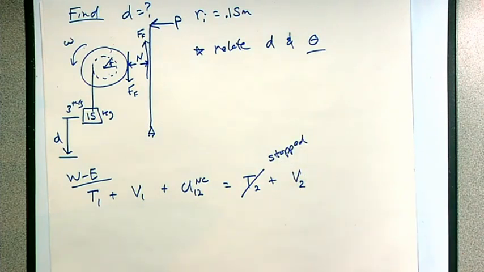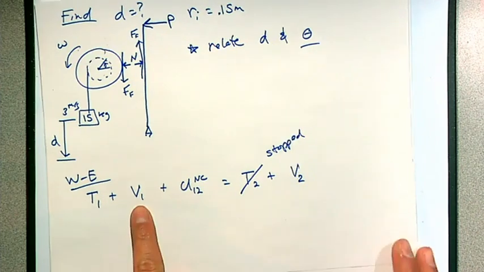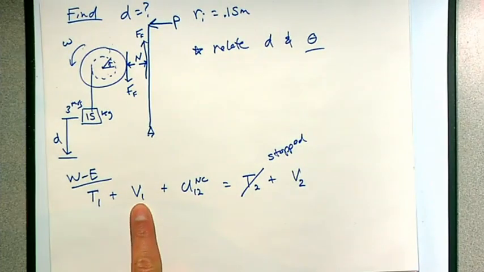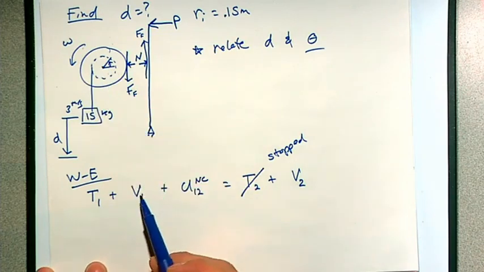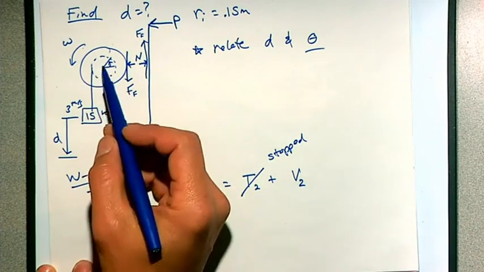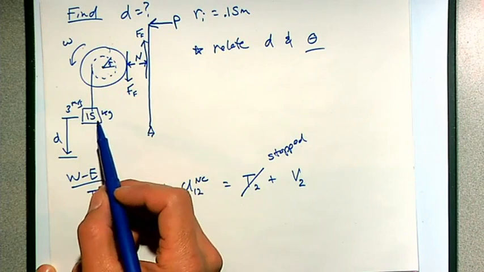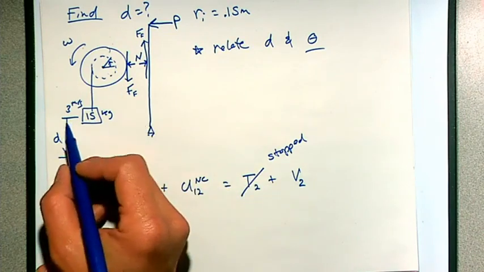So I like that one. That T2 goes away. For my potential, I've got gravity and I've got springs. I don't see any springs in here, but I do see gravity. So my drum isn't going to move up or down, but my mass is going to move up and down. So that one we have to take into account.